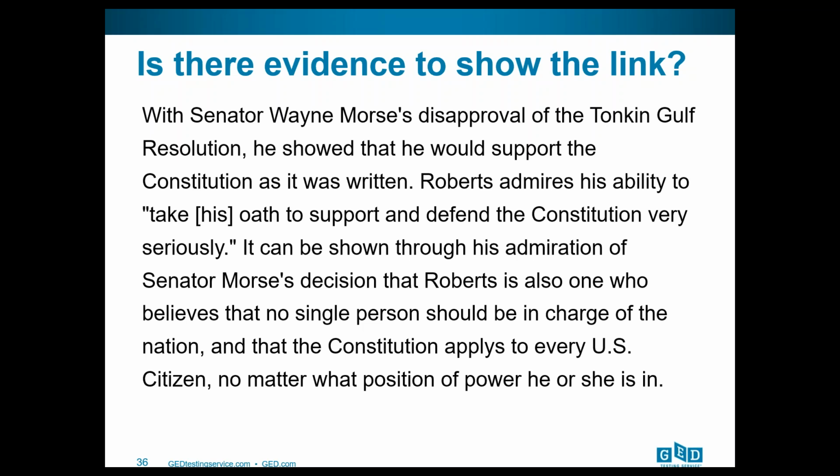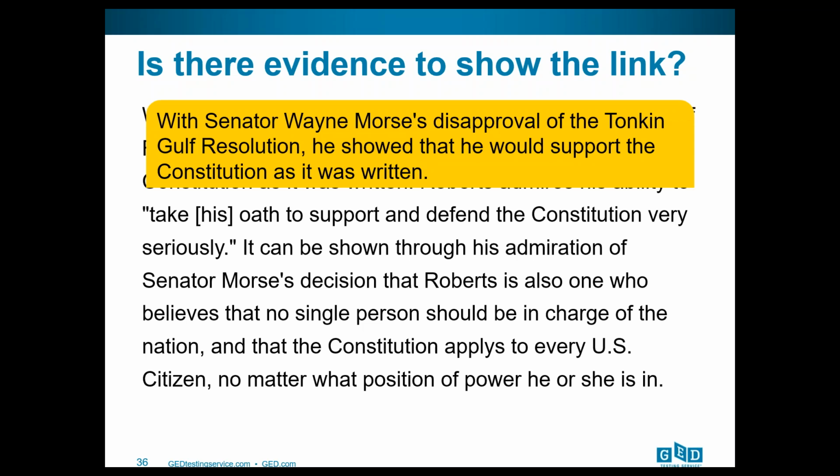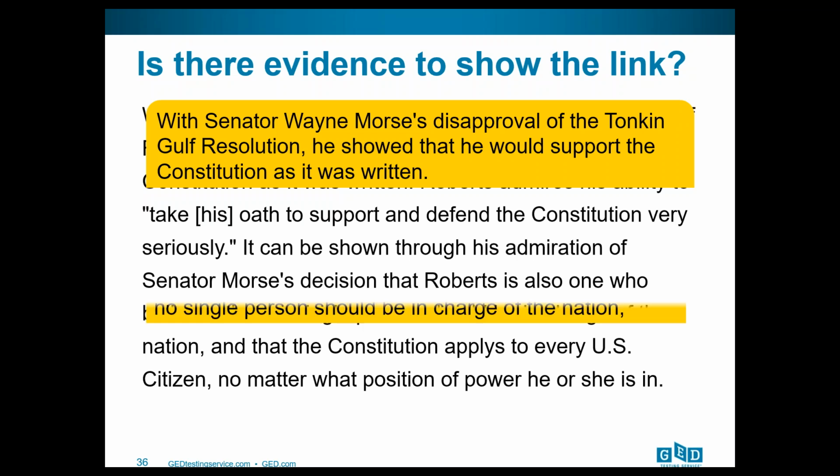Remember, we're looking for evidence. And in the first sentence, we pick that up. Notice what the student has said. With Senator Wayne Morris's disapproval, he showed that he would support the Constitution. Okay, one piece. What did he bring in again? No single person should be in charge of the nation. That comes back to the enduring issue, and it's linked right into the letter that the gentleman has written.